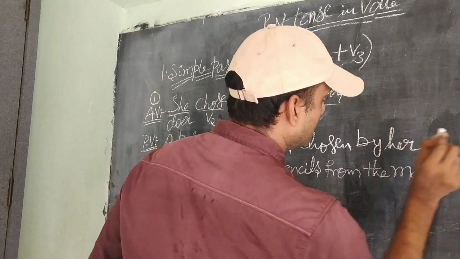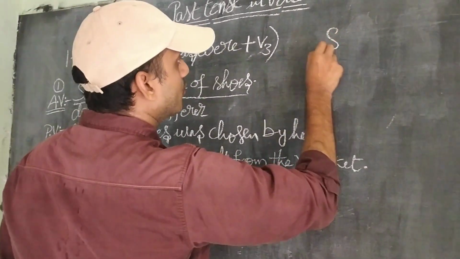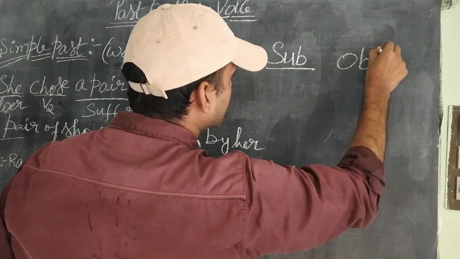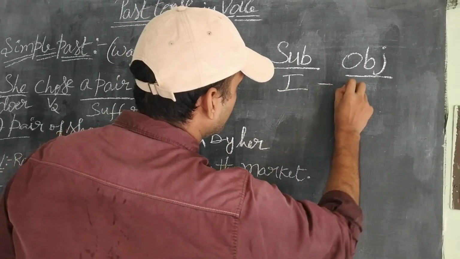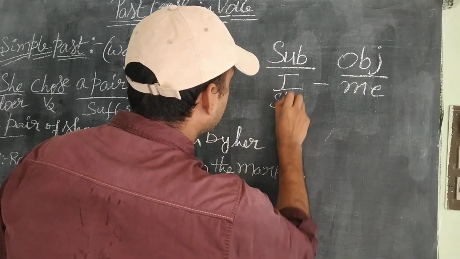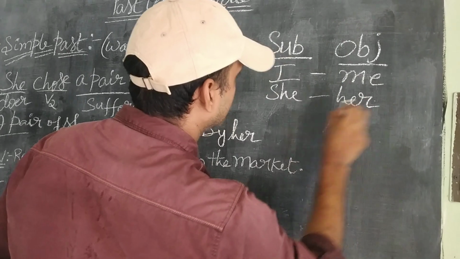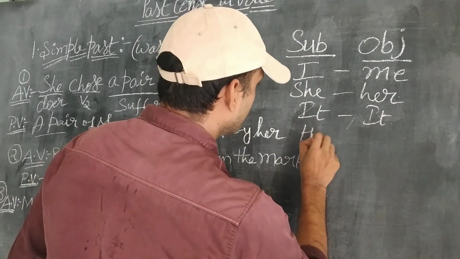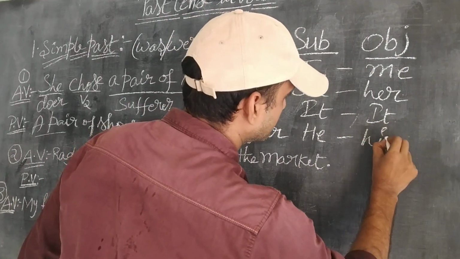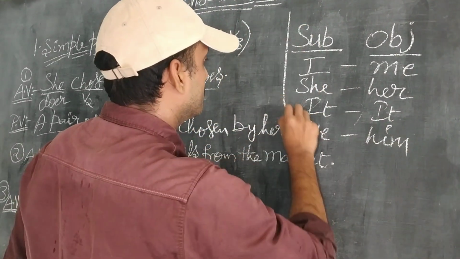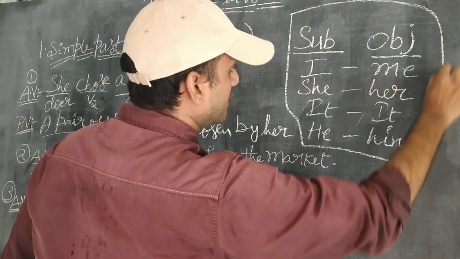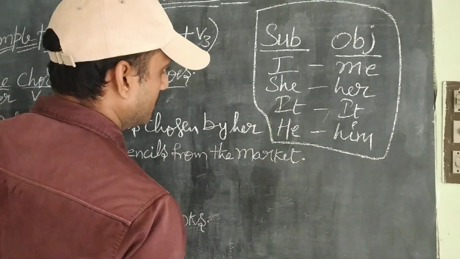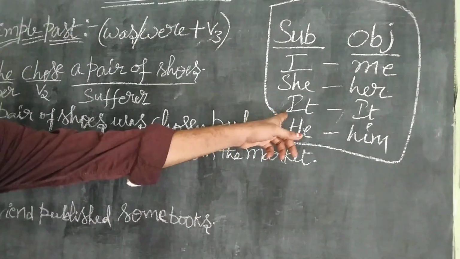Her. Let me tell you one more thing. Subjective forms changed into objective forms in this way. I as me. She as her. It as it. He as him. These are all very important things that you should learn. We as us, they as them, you as you. You and it wouldn't be changed.